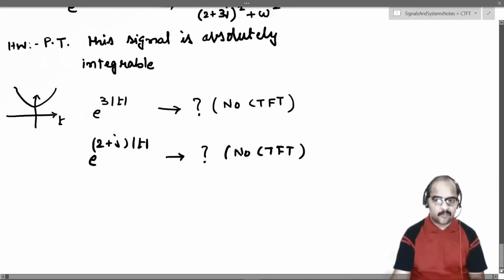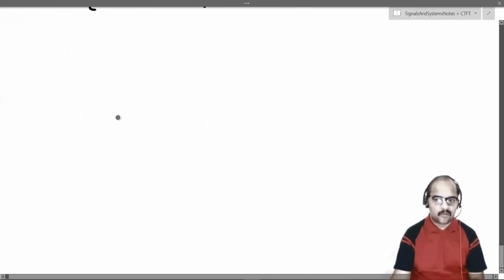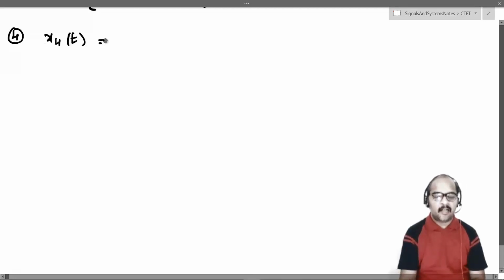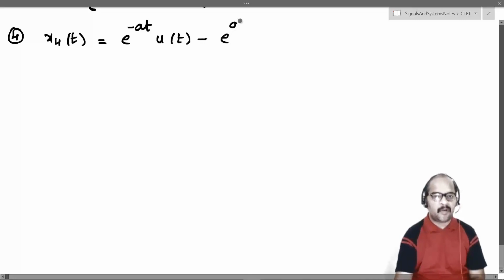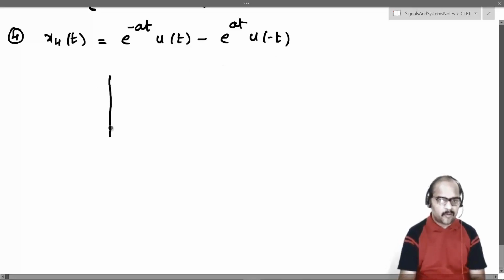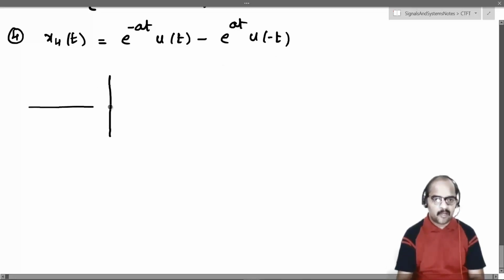Yes, let's move to the fourth signal, which is x4 of t. Let us take it to be e power minus at u of t minus e power at u of minus t. And again, how does the plot look?